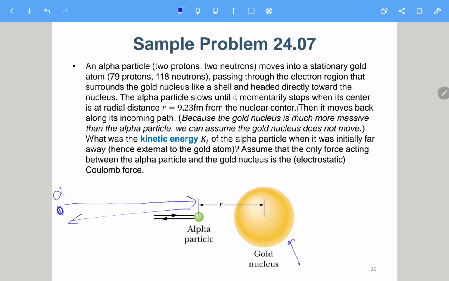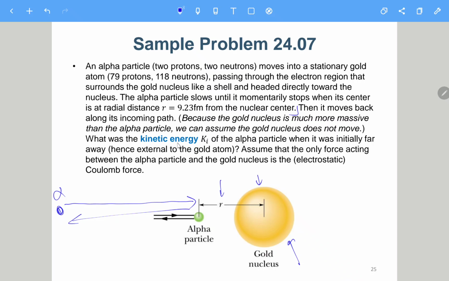It feels like they just collide, but actually they don't physically touch each other. The alpha particle goes to a small distance called small r, and then it returns. They don't really touch, but the electromagnetic force pushes the alpha particle away. We ignore the movement of the gold nucleus, because it is much heavier. So it moves back along its incoming path. Because the gold nucleus is much more massive than the alpha particle, we assume the gold nucleus doesn't move, even after the collision.